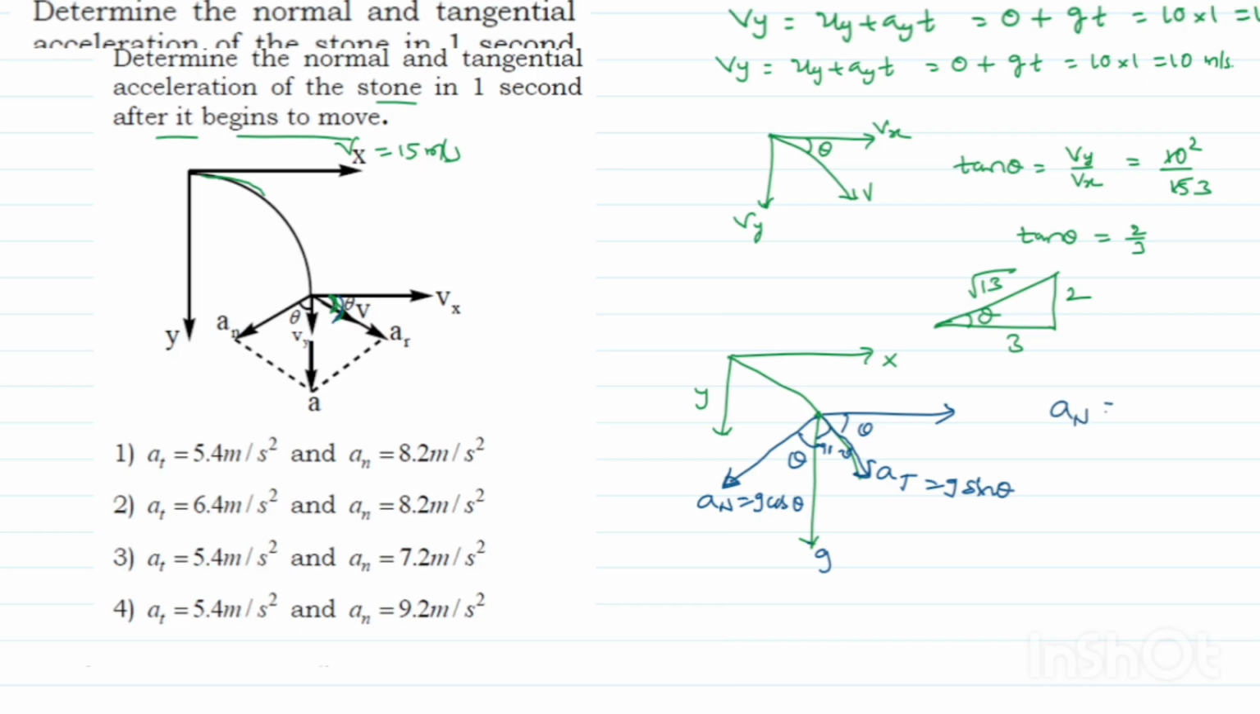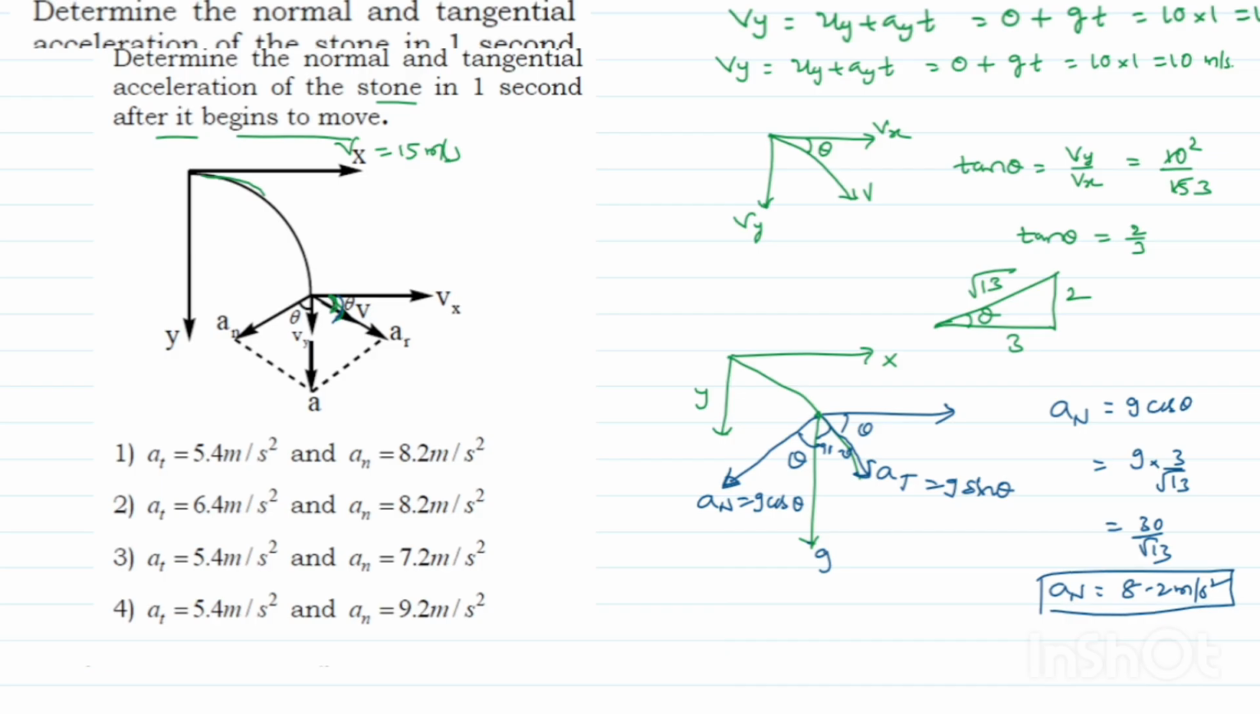So normal acceleration is nothing but g cos theta. From this triangle, cos theta is 3 by root 13. Here g value 10 you can take, so 10 into 3 is 30, 30 by root 13. So this normal acceleration will be nearly 8.2 meter per second square. This is the normal acceleration.